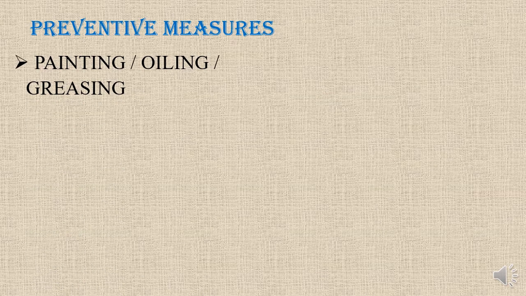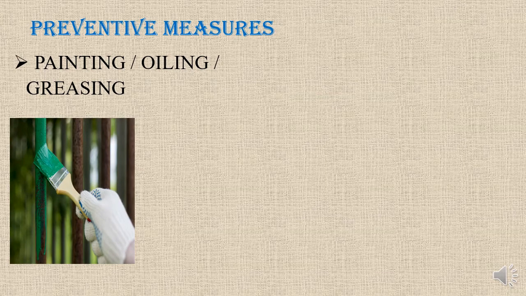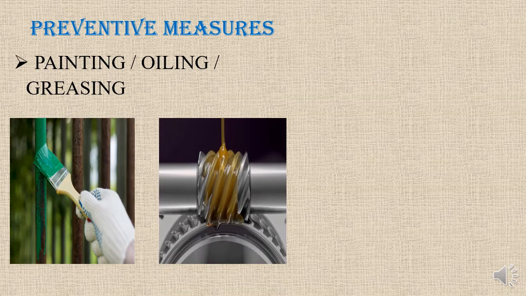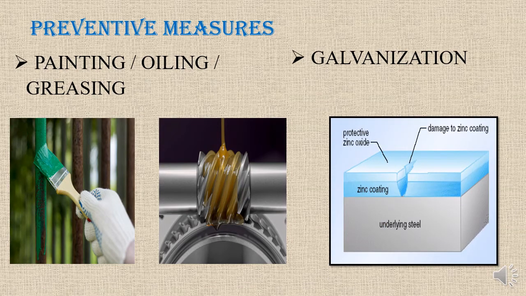Number 1, providing a layer of paint or oil or grease on the surface of the metal can prevent the exposure to atmospheric moisture or other harmful chemicals, and thereby it can prevent corrosion. Number two is galvanization. It involves coating of iron with a thin layer of zinc. Zinc, being more reactive than iron, protects the iron present inside the layer of zinc from corrosion.